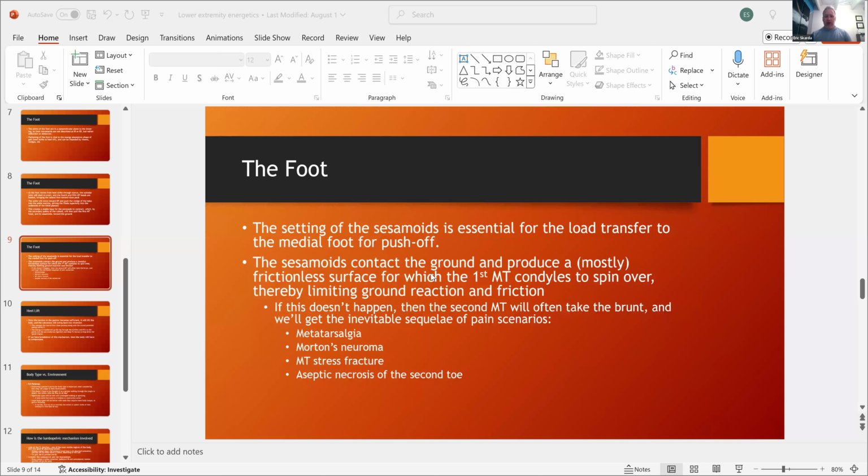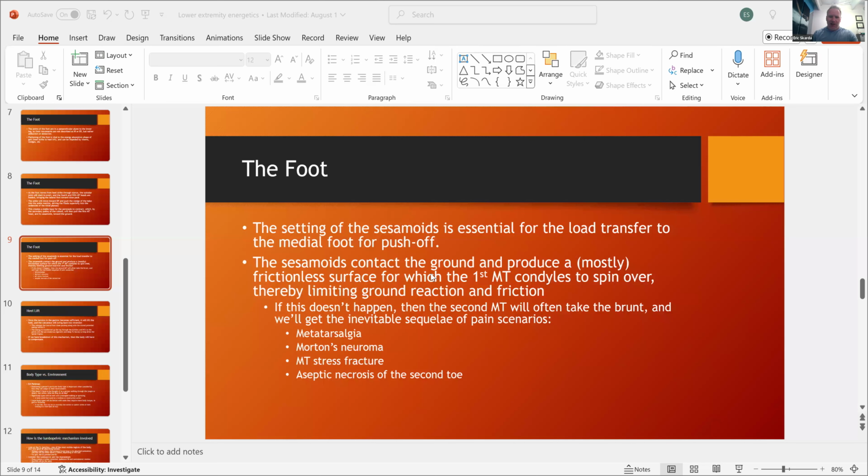And what ends up happening is we start seeing this very inevitable sequela of pain scenarios, right? And they're listed right here. At least a few of them are metatarsalgia. That's a common one that we see on prescriptions, things of that nature. Morton's neuroma. These are very stinging, almost nervy type pains that we get on either the dorsal surface or the plantar surface of the foot as these interdigital nerves run in between the metatarsals. And what'll happen is we'll get this compression in between those as the foot kind of folds up.